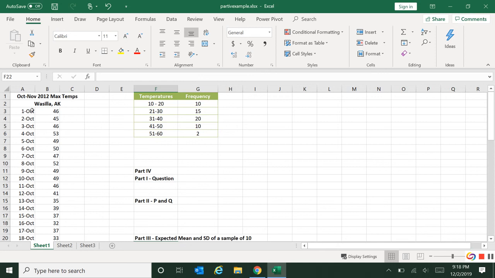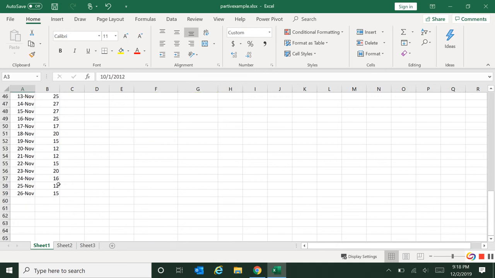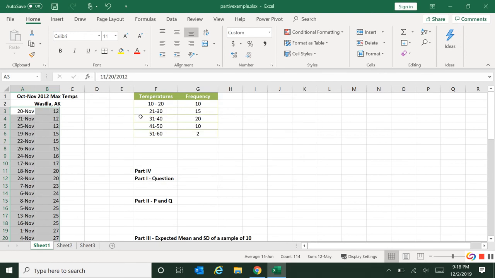To do a frequency distribution, the best way is to sort your data. So I would take all this data and come over here and sort it, custom sort. I'm going to sort by the temperature column, smallest to largest. Then I can see, well, between 10 and 20, I have 10, and that's how I got the 10.